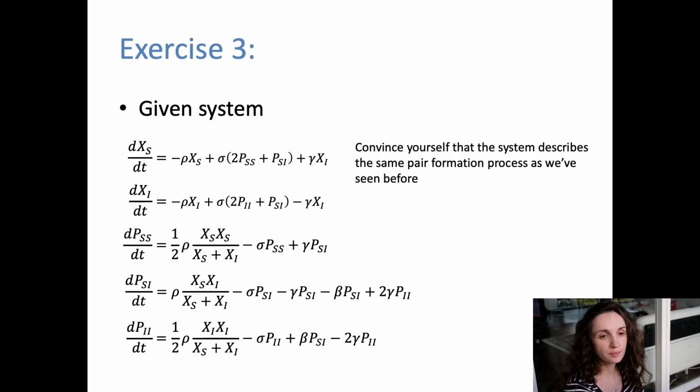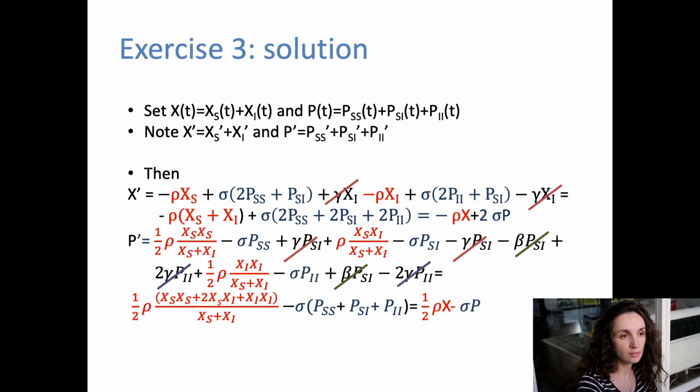Exercise number 3. Given the following system that describes coupling of the pair formation process with the disease dynamics, convince yourself that the system essentially describes the same pair formation process as seen on the preceding slides. In order to do so, you define two new variables.